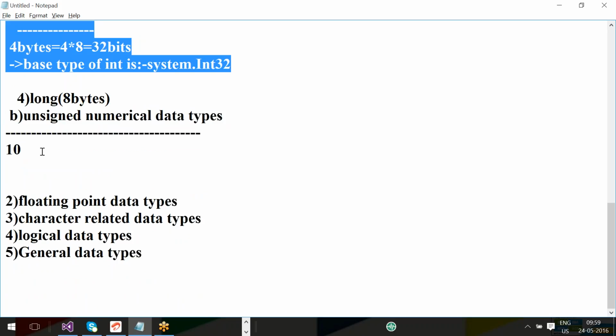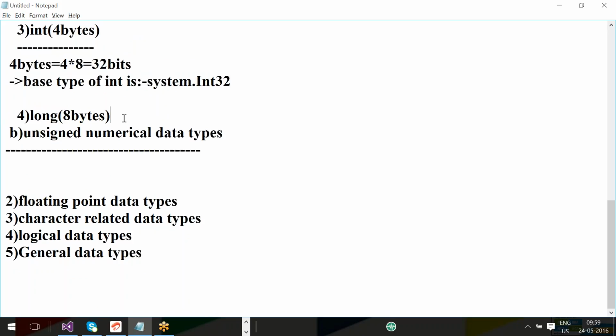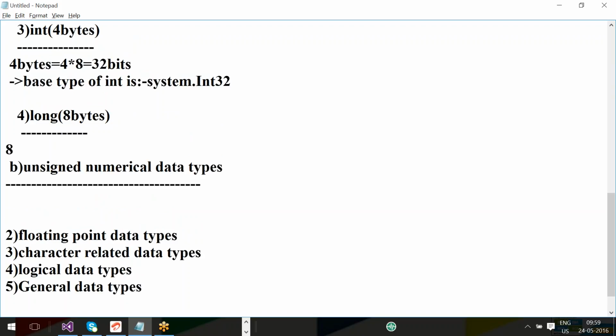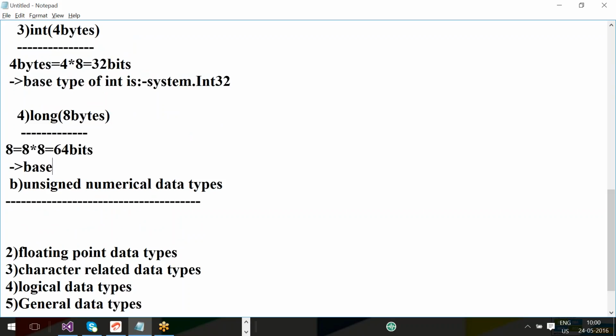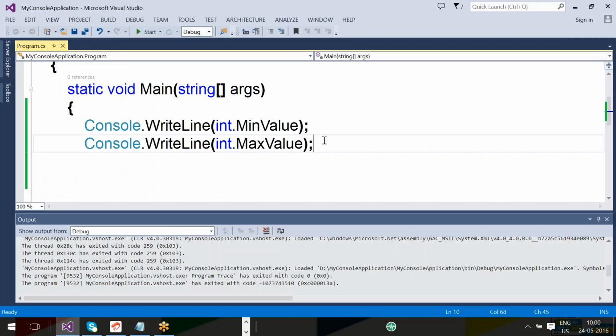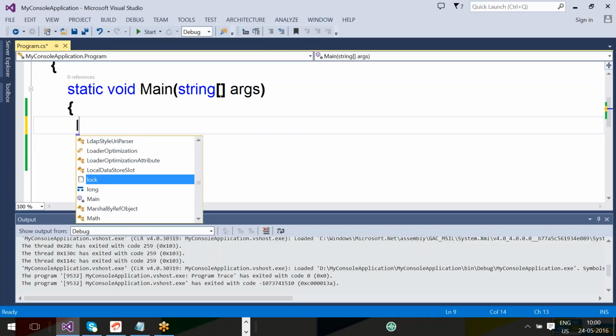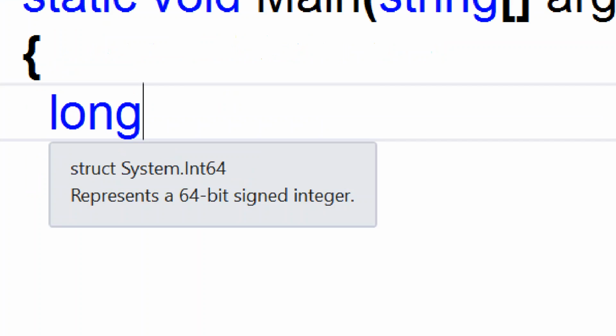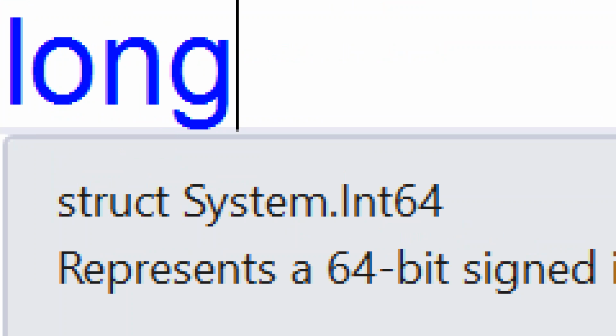Okay. Now, long. Long means 8 bytes. 8 into 8, how much? 64 bits. Coming to the base type, can you guess the base type for long? Yes, sir, System.Int64. Guessing is very important here. System.Int64, because of 64 bits.